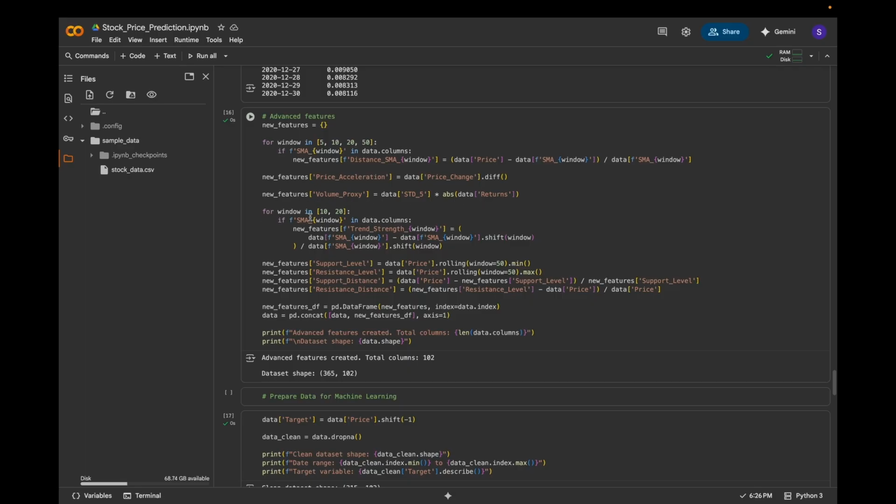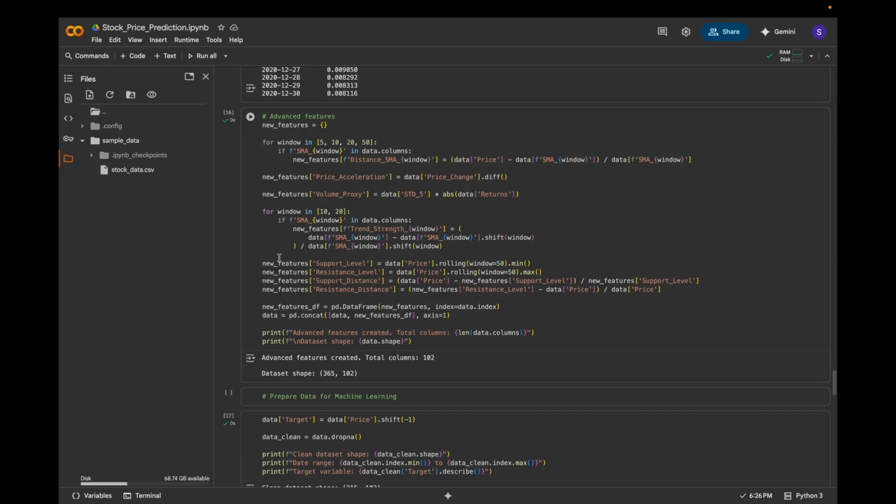And then we have for window in 10, 20 all the way till data SMA window.shift window. Basically this block of code measures the moving average itself, and it indicates the trend strength, as a stronger uptrend has a larger positive trend strength, while a strong downtrend has a large negative trend strength. So yeah.